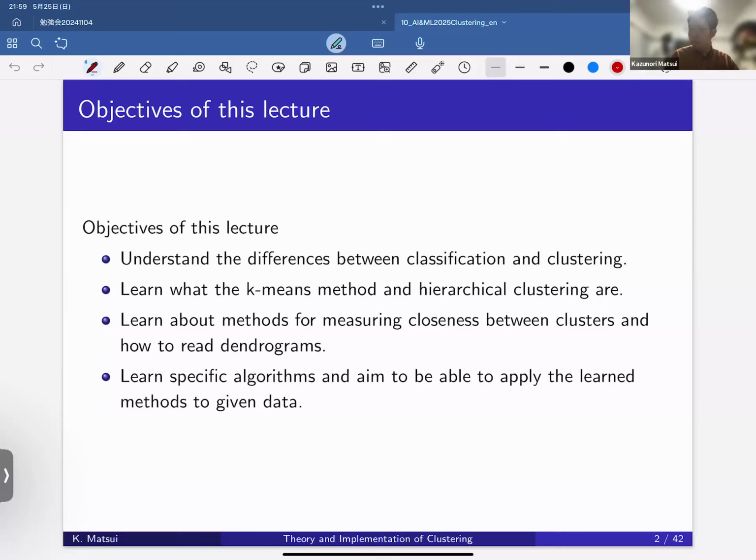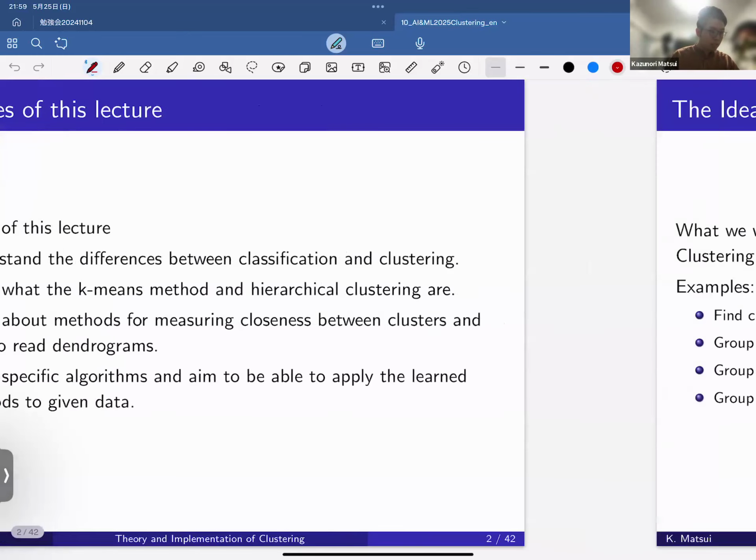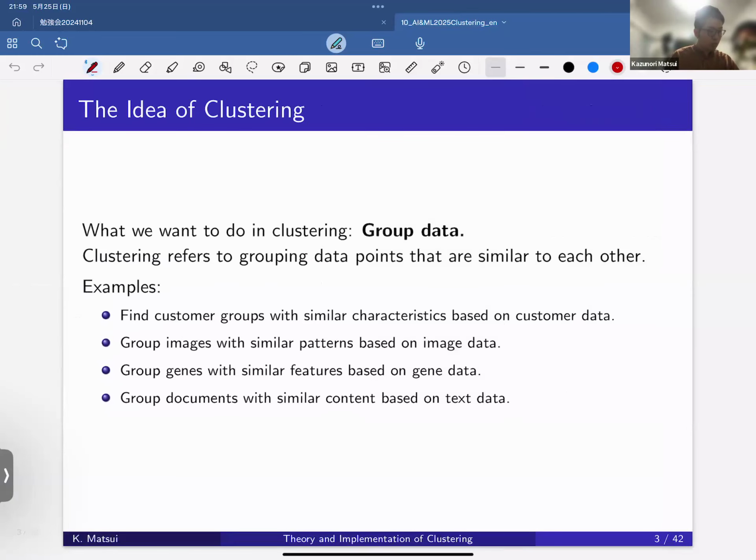hierarchical clustering. In hierarchical clustering, we need to measure closeness between clusters. So I will talk about what methods there are for this and how to read dendrograms that appear in these methods.